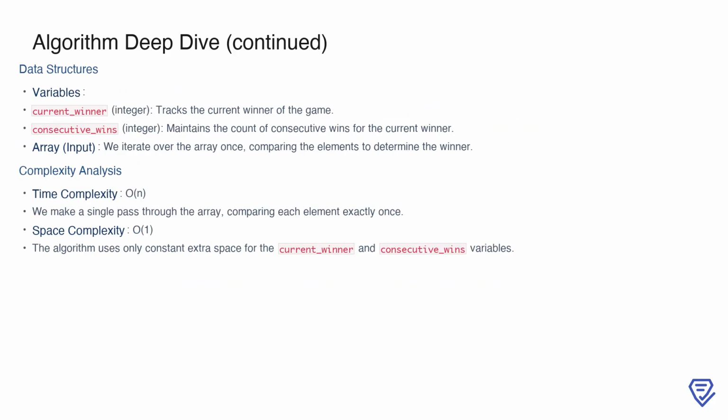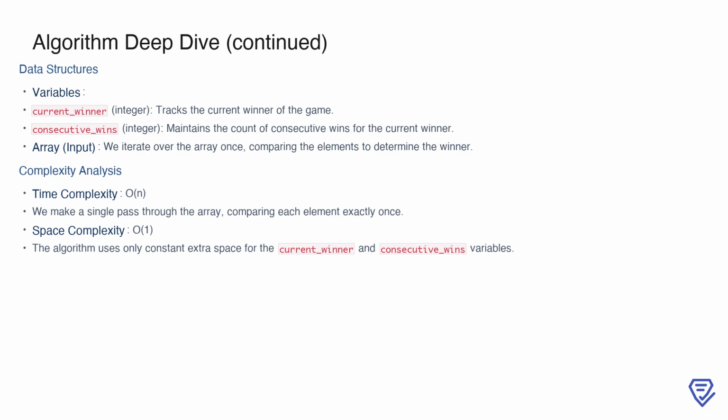To implement this efficiently, we utilize a few simple data structures. The current_winner variable keeps track of the number currently in the lead, while consecutive_wins counts how many rounds this number has won in a row. These two variables are updated dynamically as we iterate over the input array. The array itself is processed in a single pass, with each element compared exactly once.